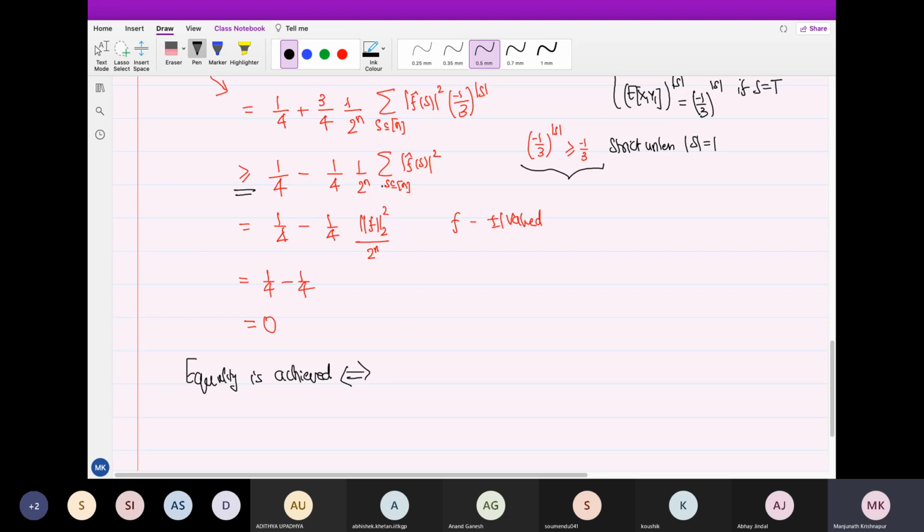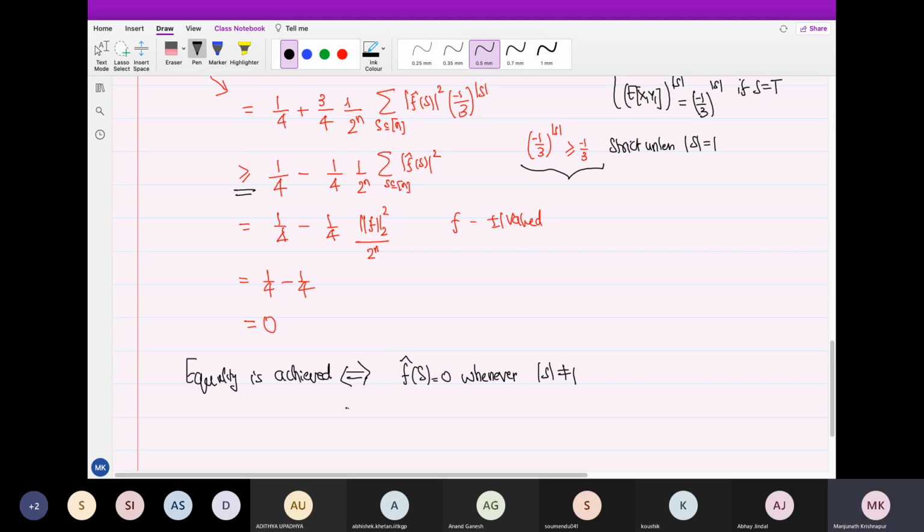So that means to go from here to here to have equality, all those terms should be 0. So f hat of s equal to 0 whenever cardinality s is not equal to 1. Okay, whenever cardinality s is not 1, this should be 0. So what does that tell us? We are close but not done actually. So what does this mean?